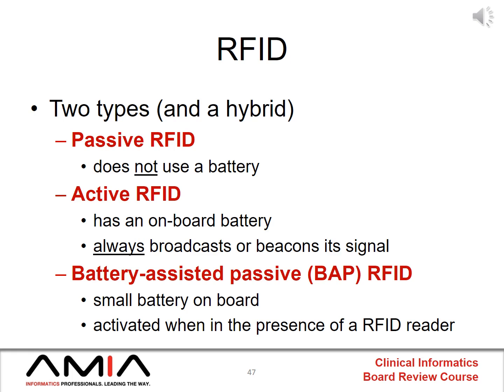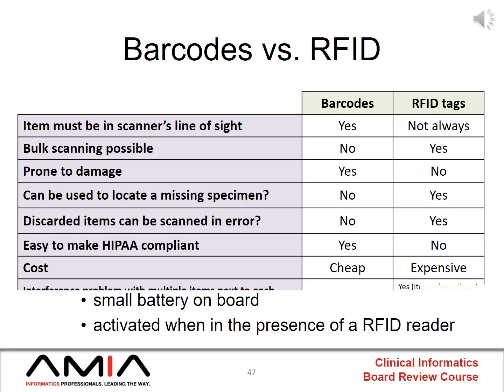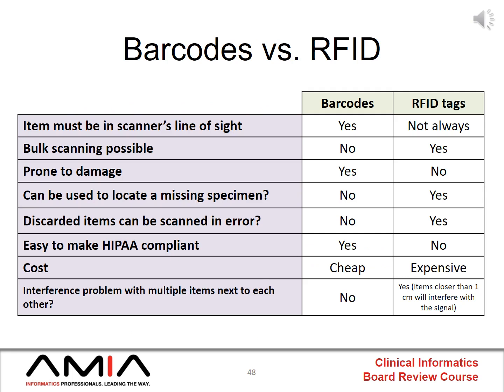A battery-assisted passive, or BAP RFID, is an RFID tag that has a small battery on board, which, when it's activated by the scanner, can emit its signal for up to 10 seconds after it has been pinged by the reader. So again, here is a chart to help you contrast and compare barcodes and RFID tags.